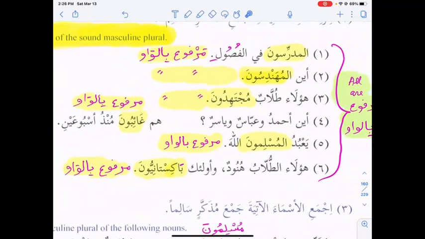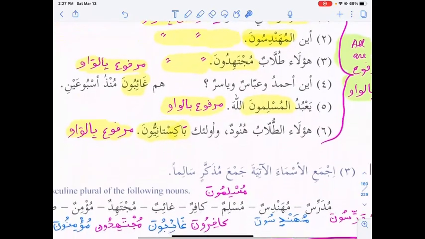So, Aina al-Muhandisuna, where are the engineers? What will you say? This is your Jama Muzakkar Salim. I wrote down Marfu bil Waw. This is from my side. I want you to know.